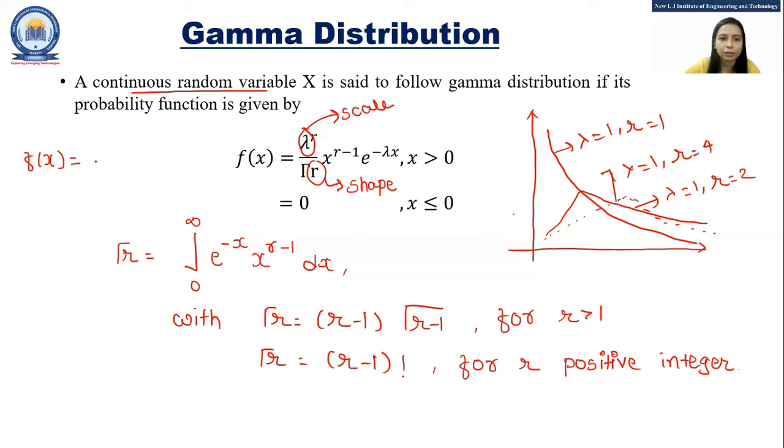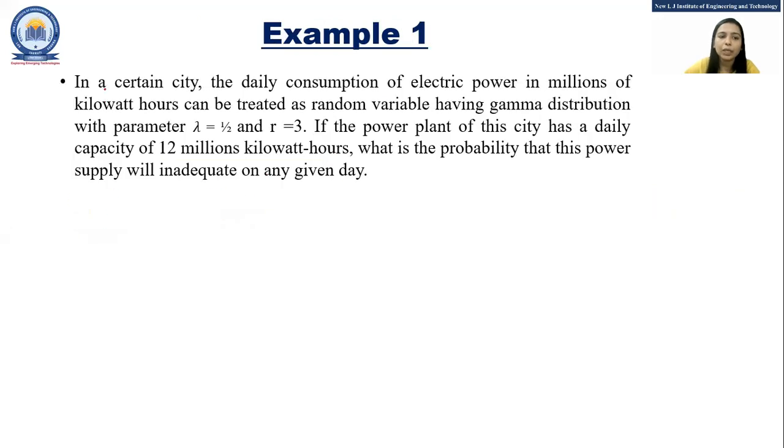So f of x is equal to lambda raised to 1 upon gamma 1, x raised to 1 minus 1, e raised to minus lambda x. So here this is nothing but lambda e raised to minus lambda x, for x greater than 0, and this is nothing but the probability function for the exponential distribution. Now moving to the example.